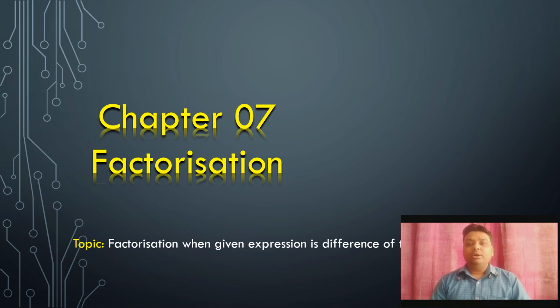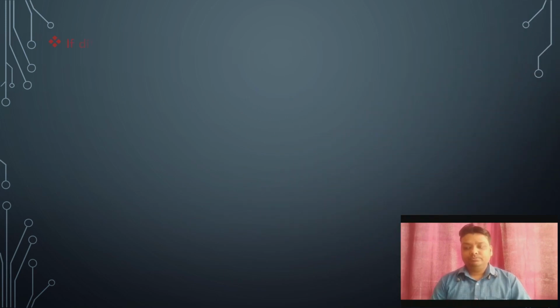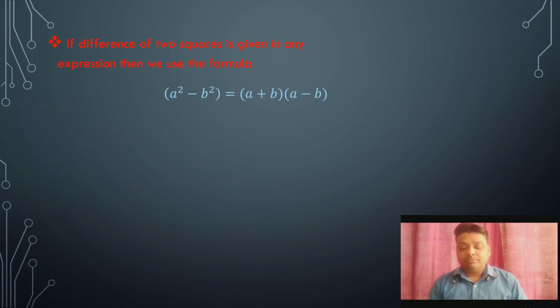Now today's topic is that we will factorize when the given expression is a difference of two squares. What does it mean? Let's see. If a difference of two squares is given in any expression, then we use a formula. What formula will we use? Let's see. a square minus b square is equal to a plus b and a minus b.